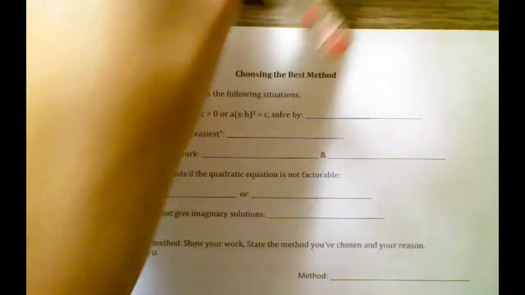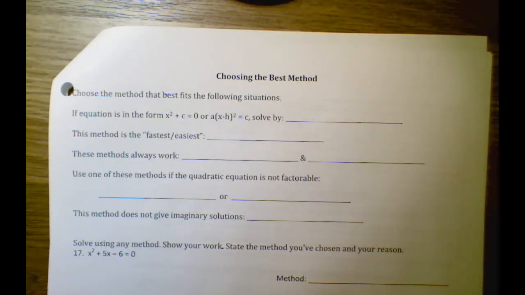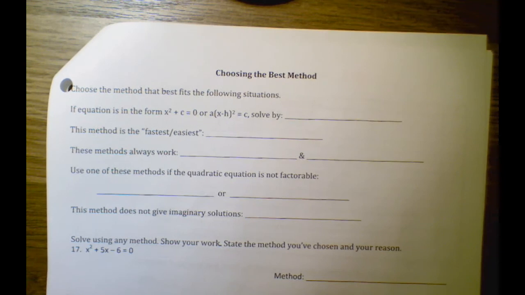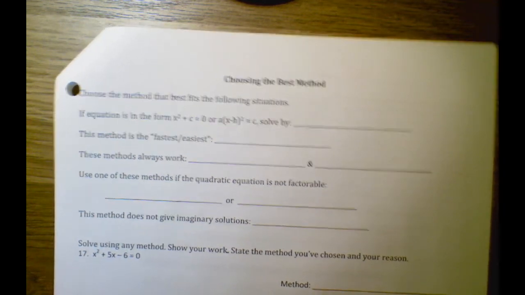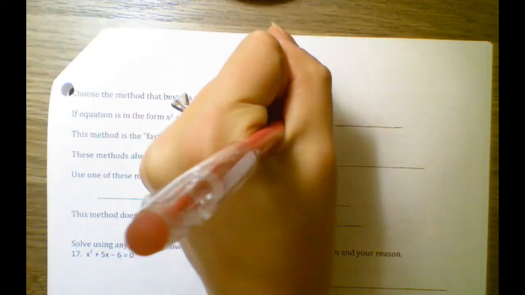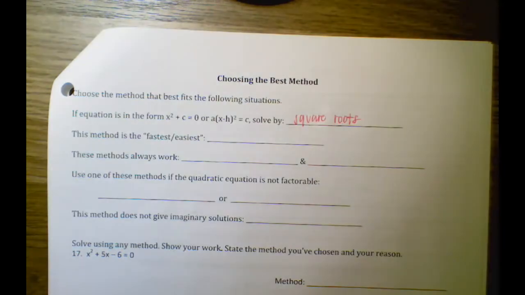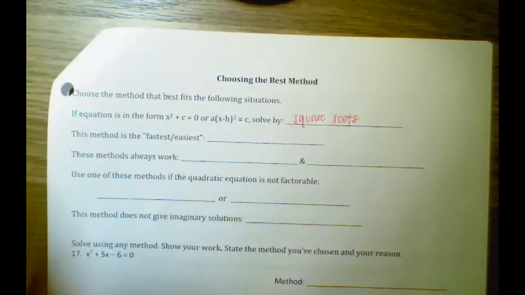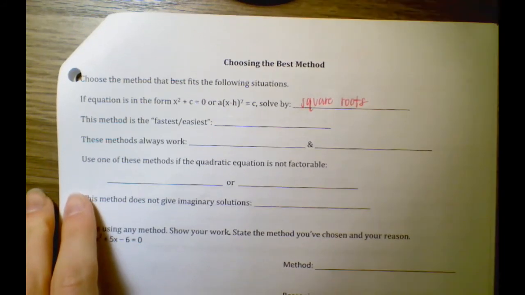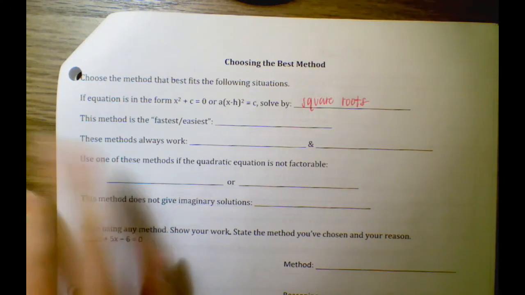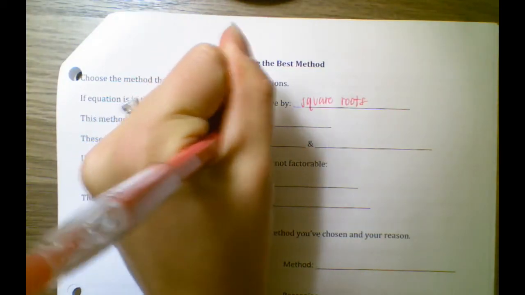Last thing we got here is just choosing the best method. It says choose the method that best fits the following situation. If the equation is in the form x squared plus c equals 0, or a times x minus h squared equals c, we are going to want to solve by using square roots. This is just to get some critical thinking here. Hey, what would be the quickest and easiest way to solve some of these quadratic equations? Now, this method is the fastest and the easiest. This would be the factoring method.